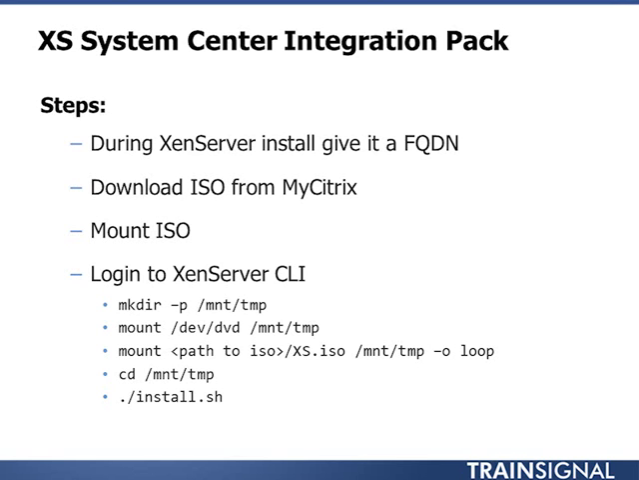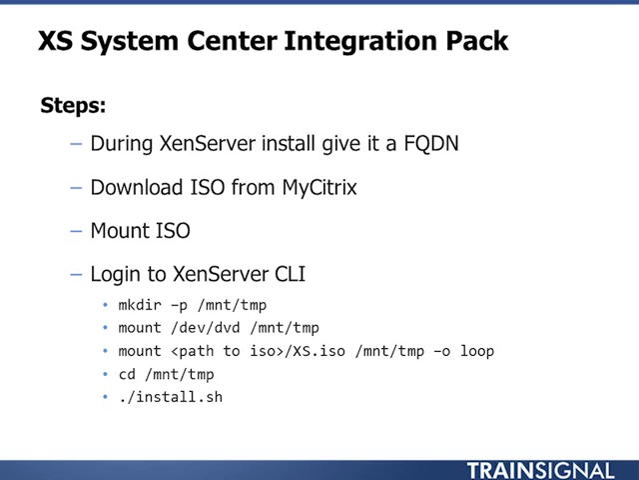If you didn't put in the actual physical DVD or mount the ISO, and you've copied that ISO to a location on your Zen server, then your command would be mount, the path to that ISO, whatever it is, then forward slash, the ISO name, and I just abbreviate it to xs.iso, but it could be something longer. And then you're mounting it into forward slash mnt forward slash tmp, space dash o space loop.